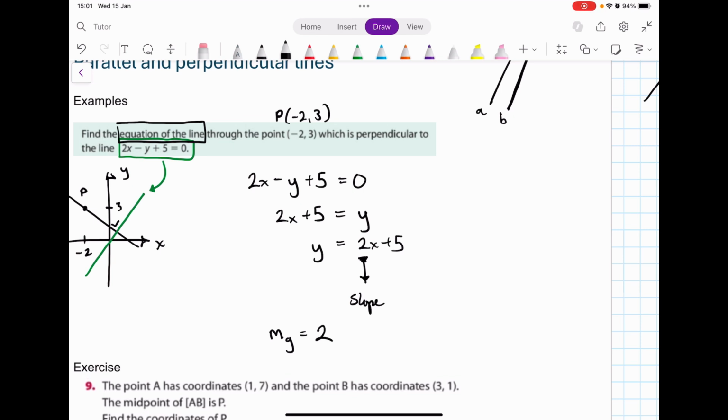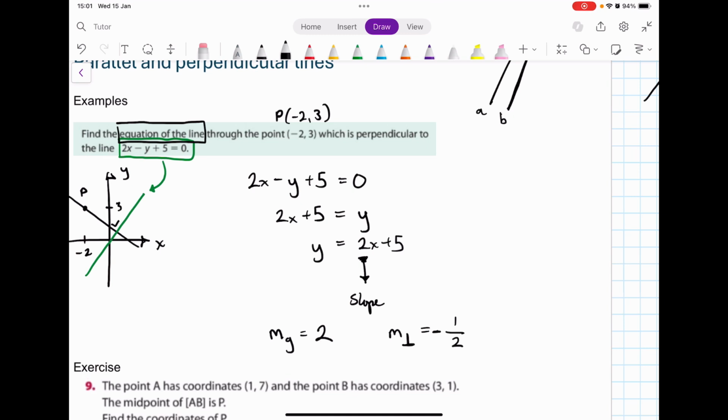And so if the black line is perpendicular to the green line, we take the negative reciprocal. So this is the slope of the black line now. The negative reciprocal: you flip 2 around, it'll become a half, right? Because it's 2 over 1. When you flip it around, it'll be 1 over 2. And you change the sign, so it'll become negative a half.